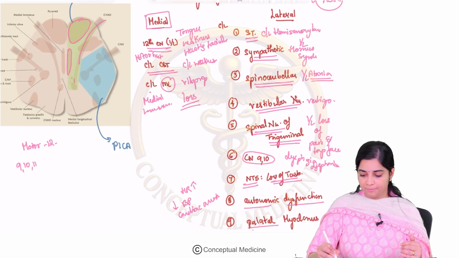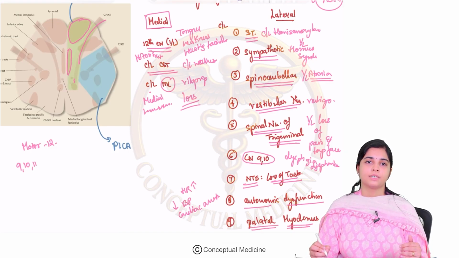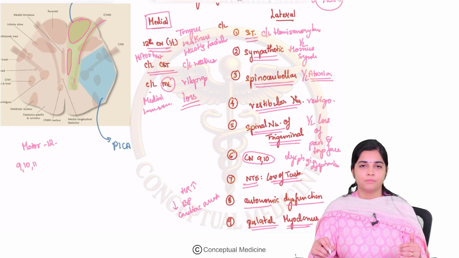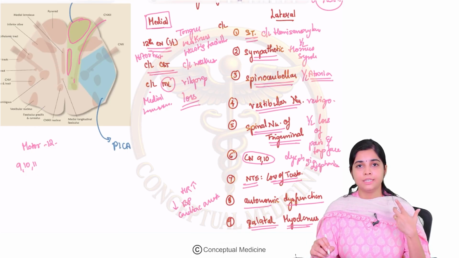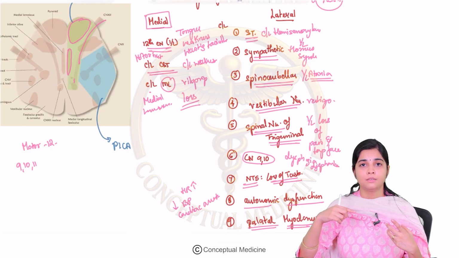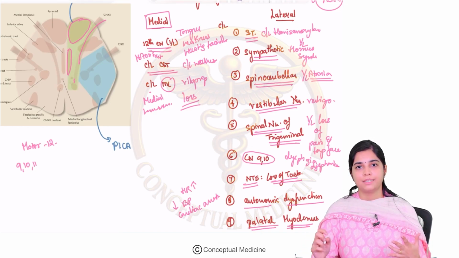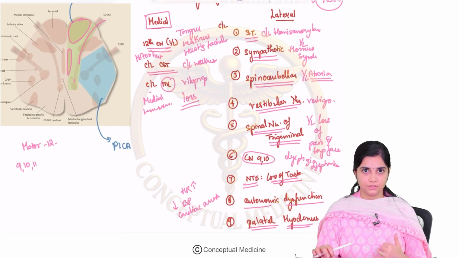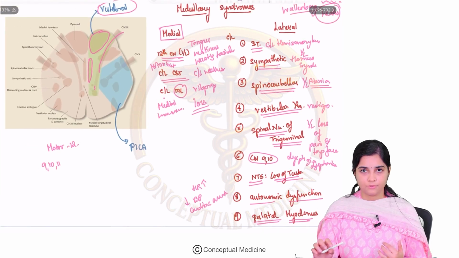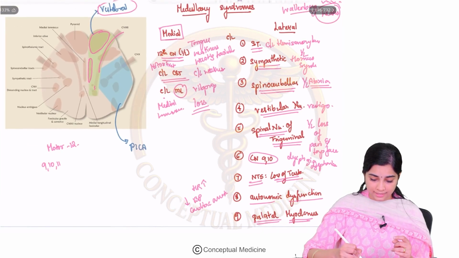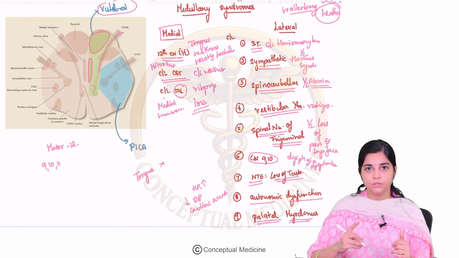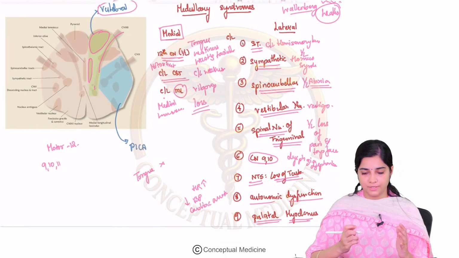Okay, then palatal myoclonus is also another very important feature. So when you open the oral cavity and see the palate, there can be a jerky movement of the palate, which is a palatal myoclonus, which can also be seen in your lateral medullary syndrome. So the characteristic features of lateral medullary syndrome: will you have tongue involvement? No, you will not have, because the 12th cranial nerve is spared.